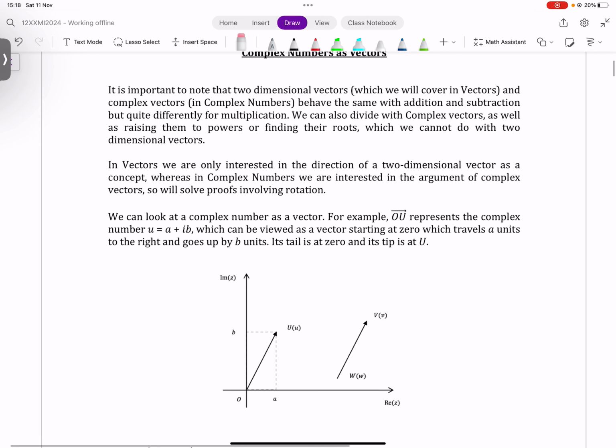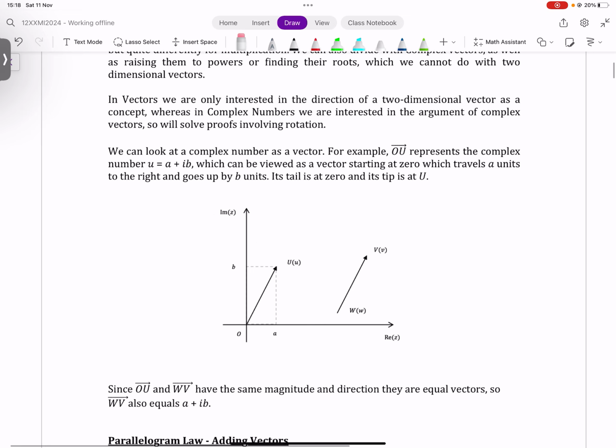In vectors, we are only interested in the direction of a two-dimensional vector as a concept, but in complex numbers, we're interested in the argument of a complex number, so we will solve proofs involving rotation by certain arguments. So we can look at complex numbers as a vector.